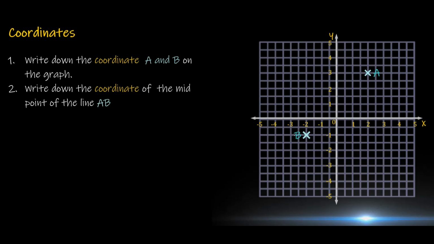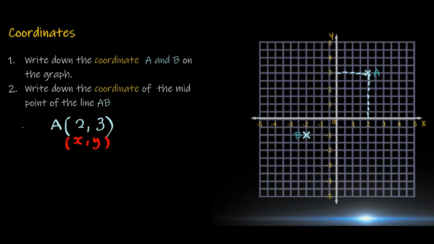For the first question, the easiest way to do this is to go to the point. So I'm going to go to the point A and I'm going to read down. So my x coordinate is 2. That's the first thing we write in the bracket. And then I read across from the point to the y-axis, and that's 3. So my coordinate for point A is (2, 3). Notice that we always write the x-axis first before the point on the y-axis.